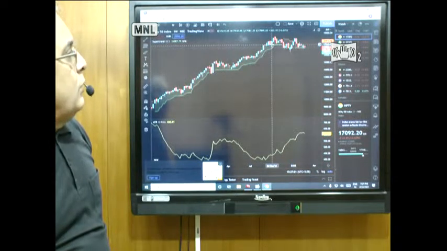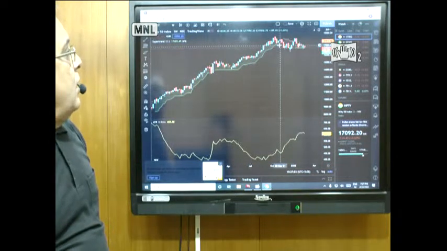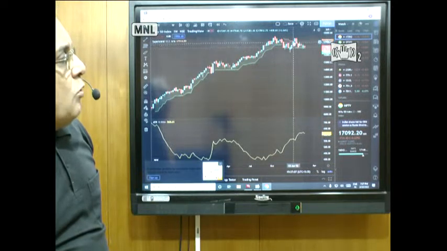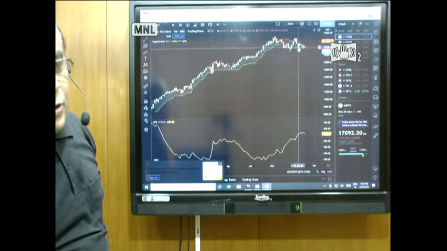See, this was 2 times super trend. So this was broken. When this was broken, when it went up, then it broke this. So on a dip, it is getting support here.